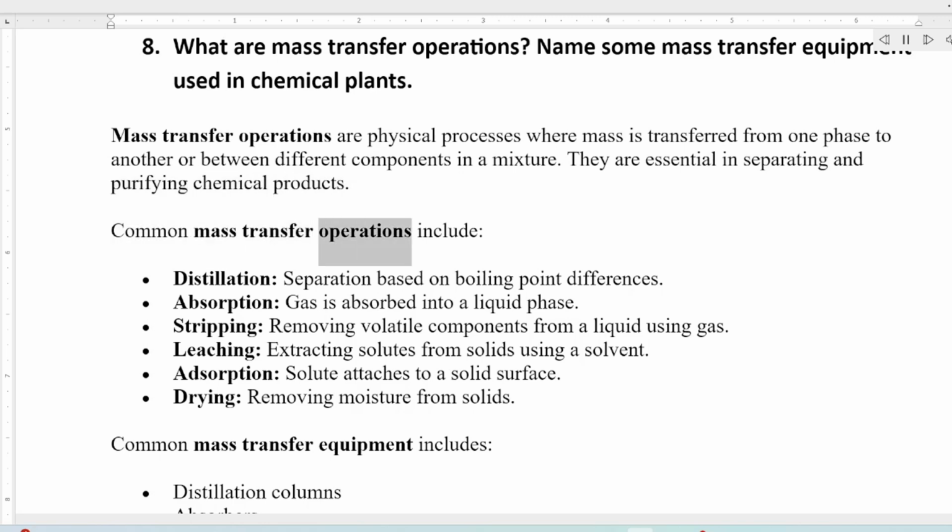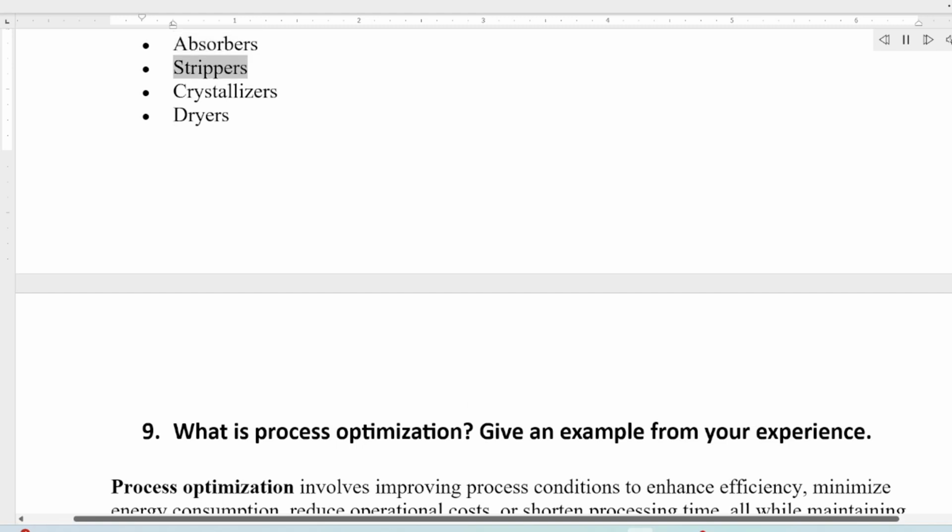Common mass transfer operations include distillation, separation based on boiling point differences. Absorption, gas is absorbed into a liquid phase. Stripping, removing volatile components from a liquid using gas. Leaching, extracting solutes from solids using a solvent. Adsorption, solute attaches to a solid surface. Drying, removing moisture from solids. Common mass transfer equipment includes distillation columns, absorbers, strippers, crystallizers, dryers.